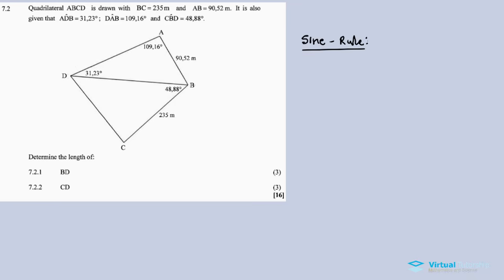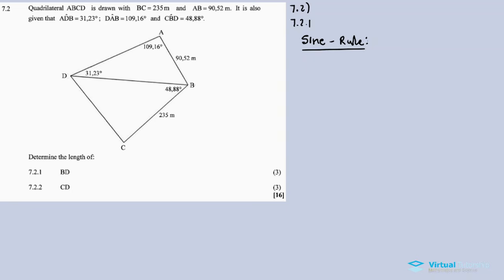But for a sine rule you must have at least 2 angles and 1 length, then you can calculate the other length, right? But for triangle ADB, there is a lot of information we can use. They gave me 2 angles and one side, so I can apply the sine rule. Here I use the sine rule for 7.2.1, length BD. We want length BD.